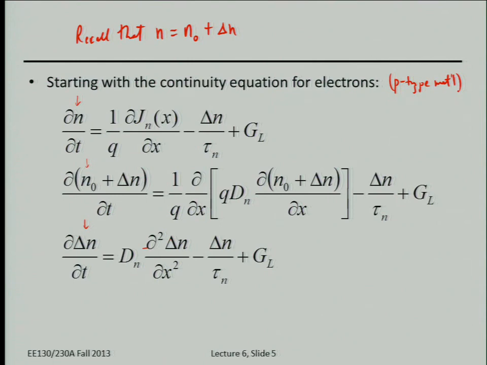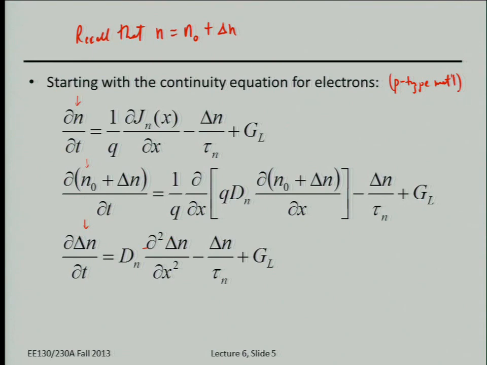Okay, so D depends on mobility, and mobility can be affected by the dopant concentration, right? So if the dopant concentration is changing with distance, then D, the diffusion constant, will change with distance. But we'd like to pull that D out of this derivative and put it out here. So that's another reason why we had to make that simplifying assumption. Okay? So that's the minority carrier diffusion equation right here.